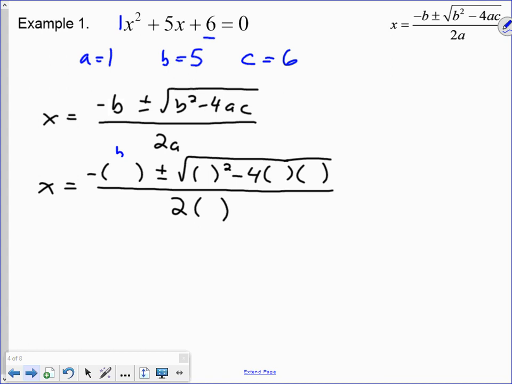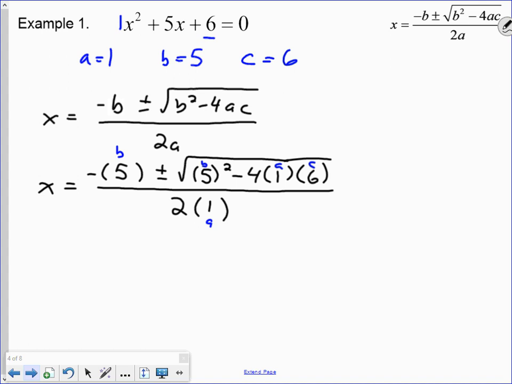So what goes in each bracket? Well, we're going to sub in b here, b here, a, c, and a down here. So let's just make those substitutions. B is 5, B is 5 again, A is 1, C is 6, and A down in the bottom is going to be 1 again.